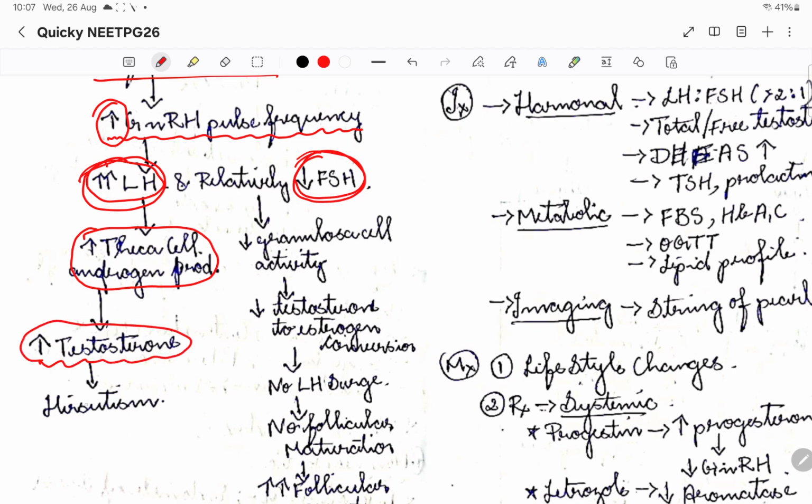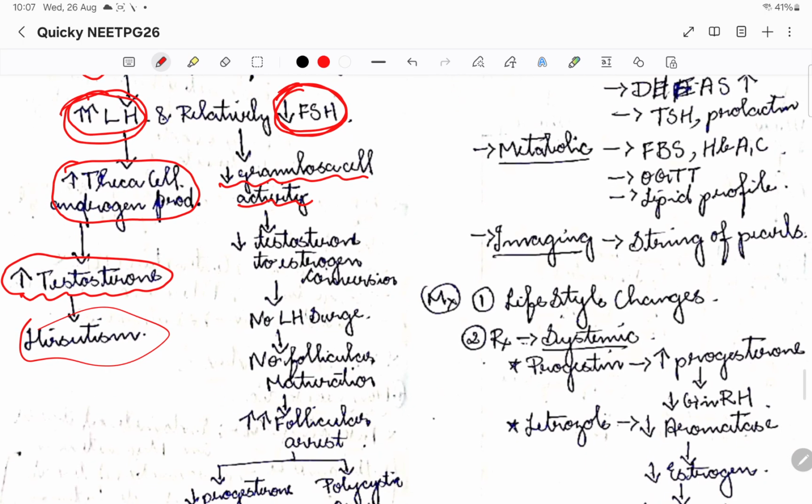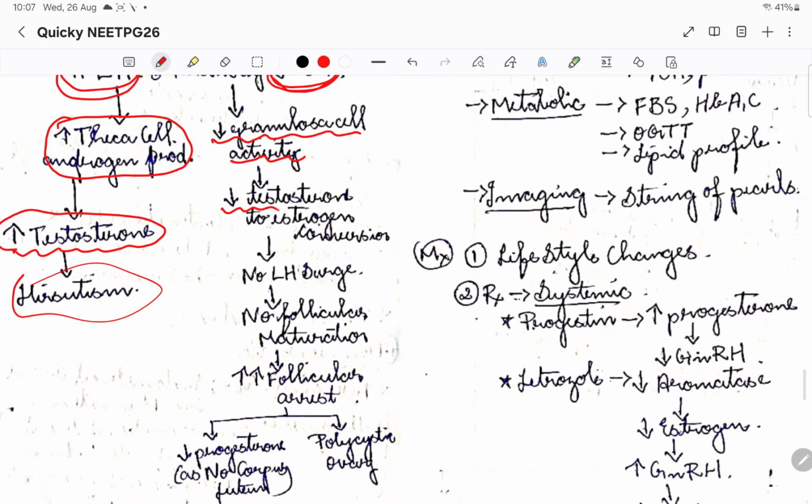Whereas all this testosterone was supposed to be converted into estrogen, here the follicle stimulating hormone is not getting released at all. So how will the granulosa cell convert it into estrogen, right? All this testosterone is in the body itself. I'll come back to hirsutism. So this is how the thing is happening. Basically, granulosa cell activity is reduced because there is no FSH at all, so all the testosterone is not converting into estrogen.